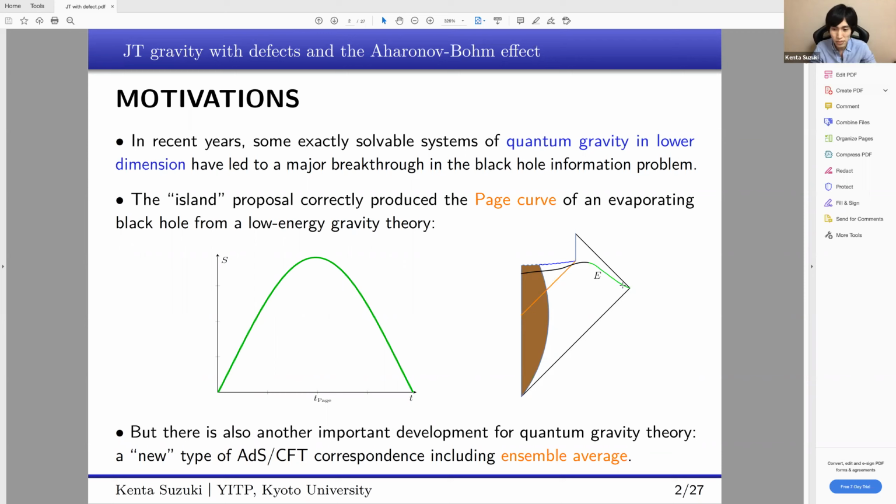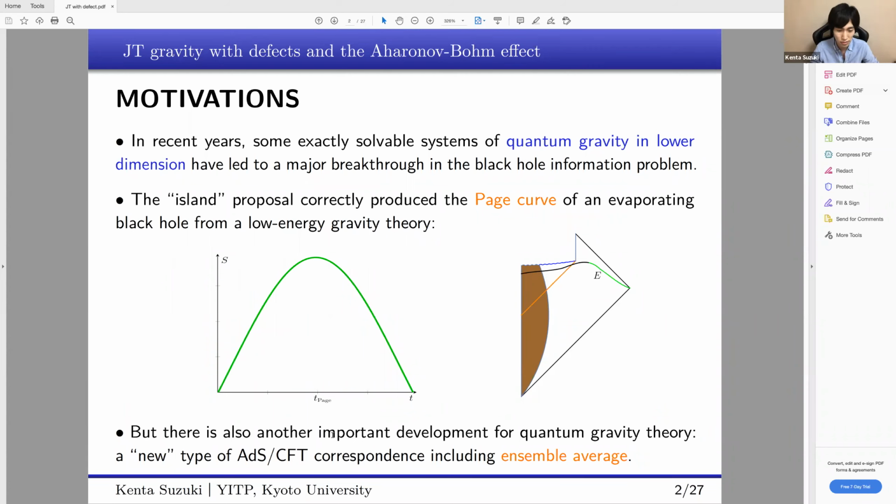So the island formula basically tells us that there is some non-trivial quantum extremal surface, which I'm not going to talk about in detail, but such an island region appears inside of a black hole at a later time, and such an island region purifies Hawking radiation, so that from a gravitational point of view, we can recover this Page curve. This achievement of constructing the Page curve from a gravitational point of view is very important.